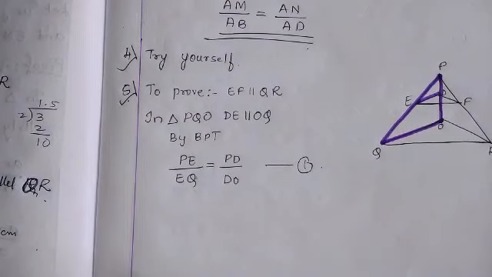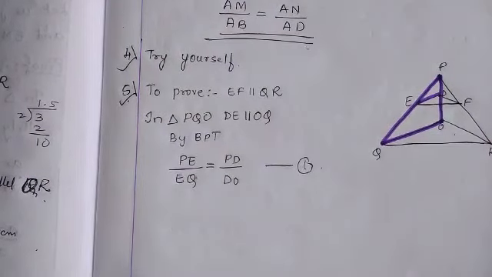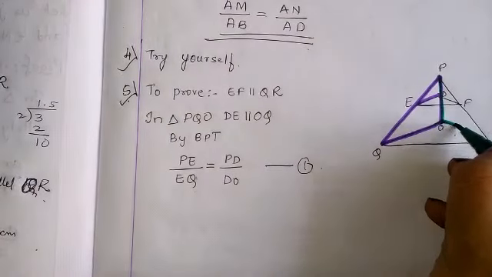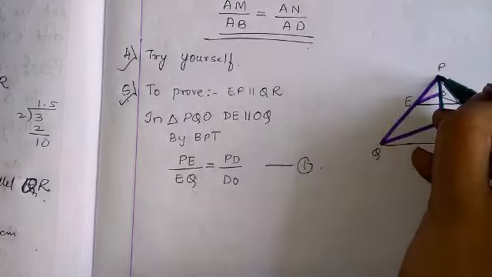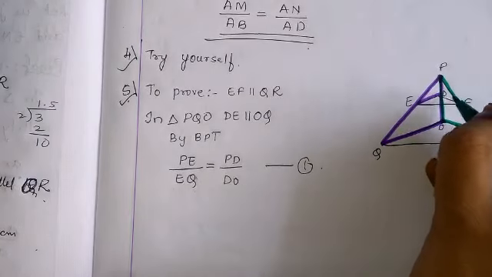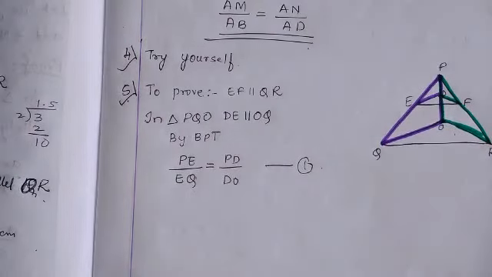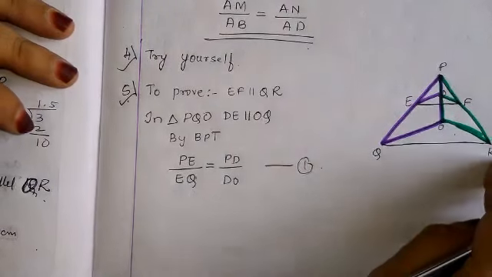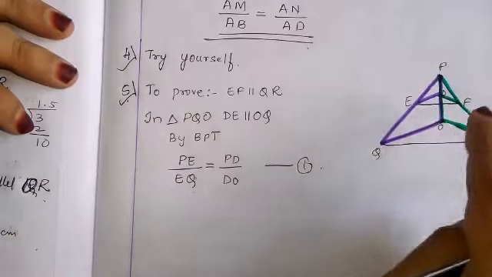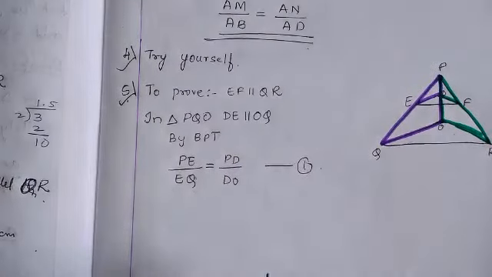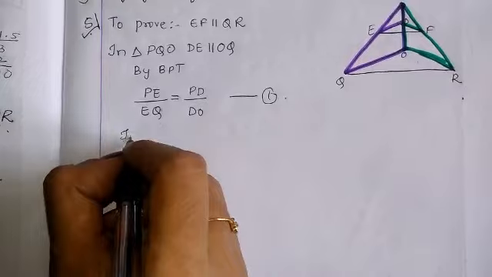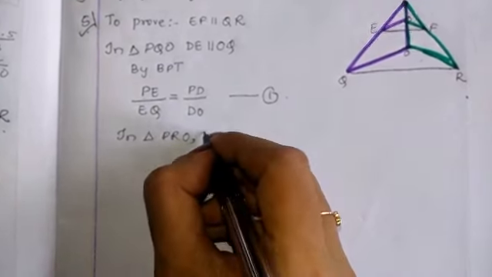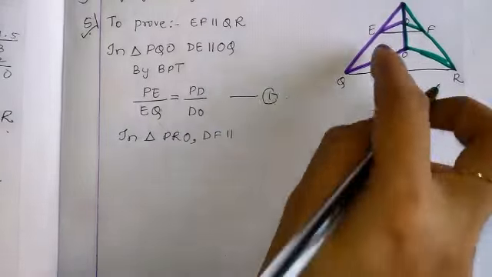Now in the same way I'll take this side. I'll highlight with a different color, green, so that you can understand the difference. Which triangle am I taking now? PQO I have taken; now PRO. In triangle PRO, DF is parallel to OR.